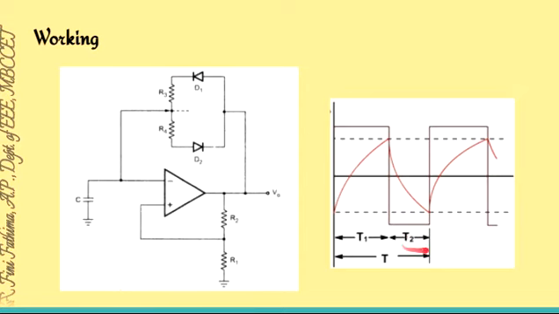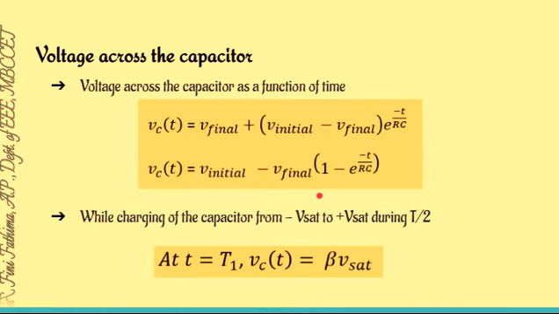Similarly, this is the discharging time, that is T2, the time when the output is minus Vsat. When the output is minus Vsat, then diode D2 conducts, isn't it? So at that time, the charging time depends on R4 and C. We have to take care of this and design separately for these two time periods. I will show you the equation.